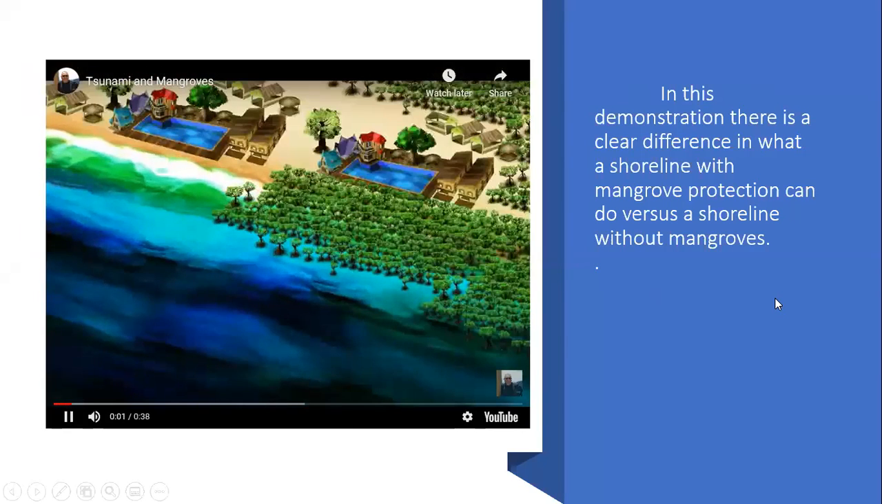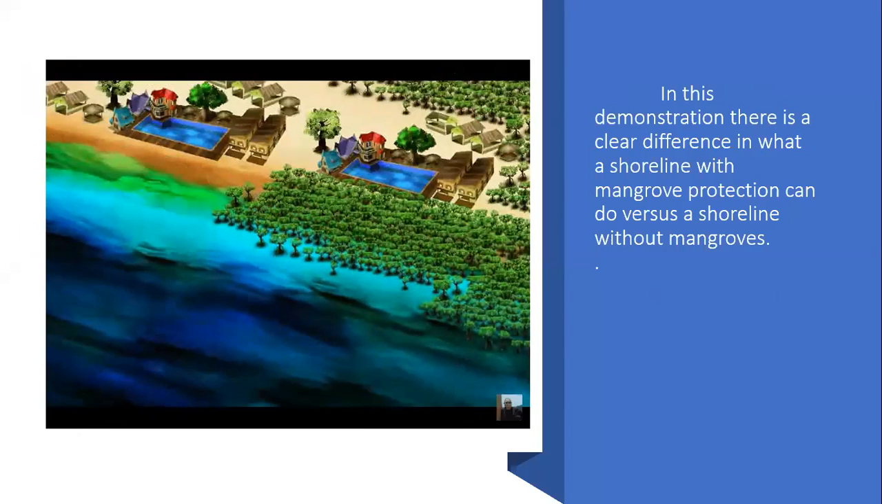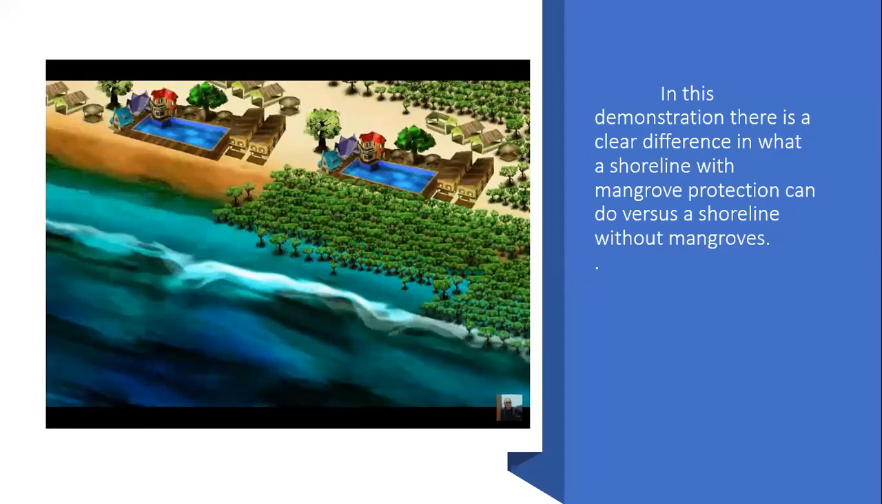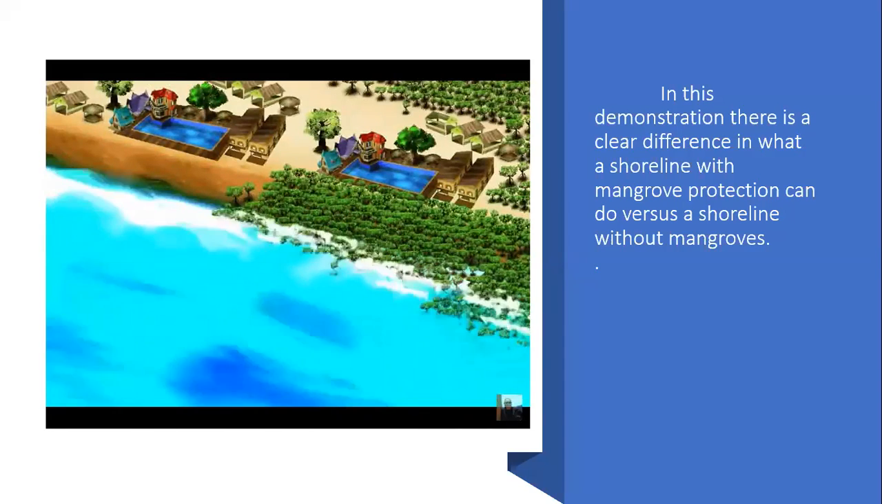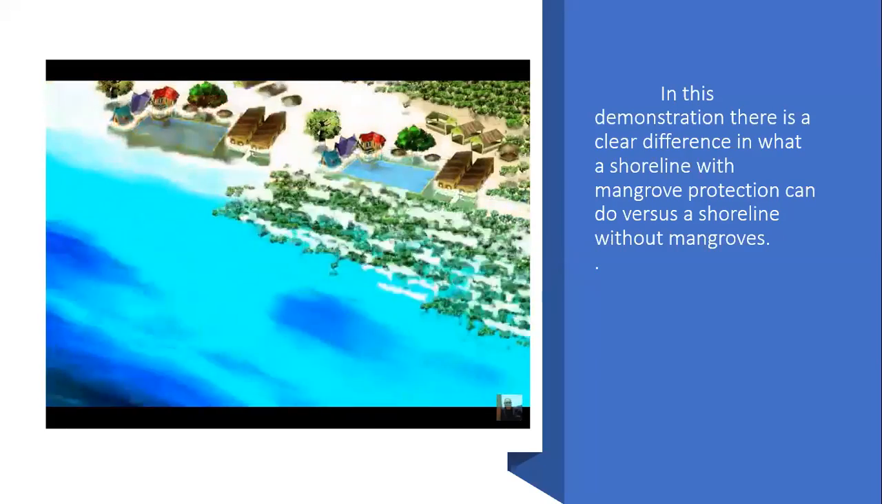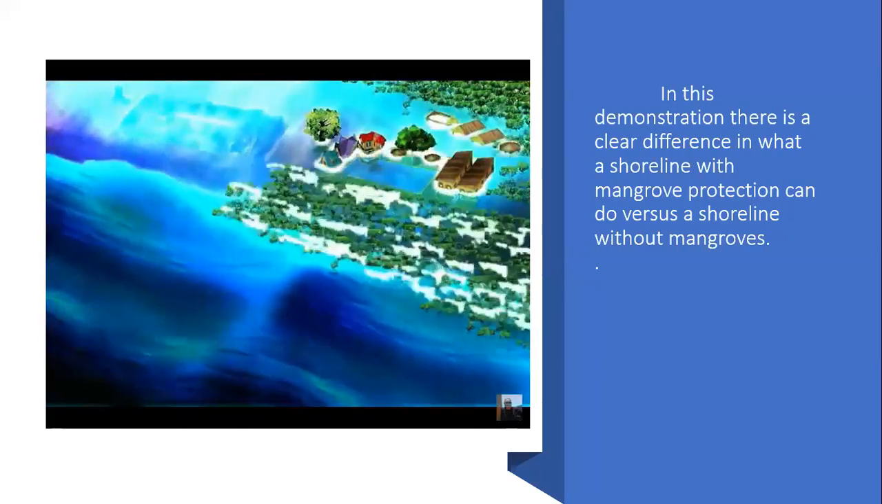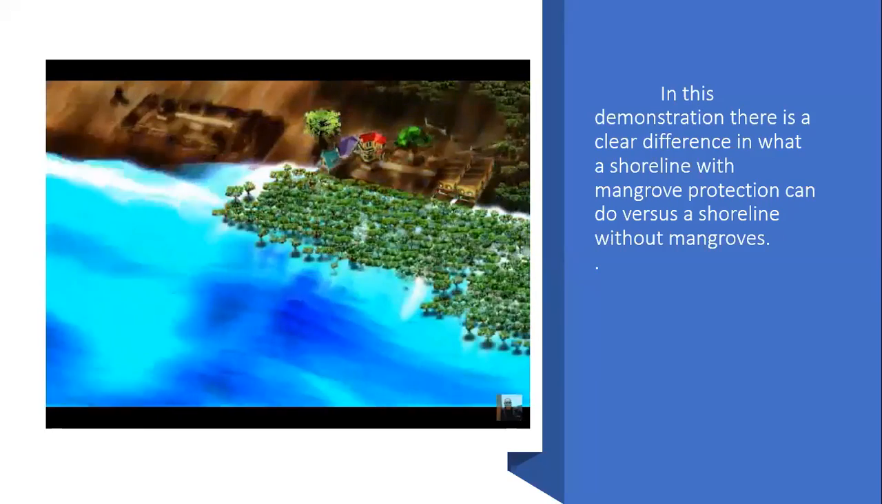Hello, everybody. My name is Clyde Harvey, and what we have here is a virtual demonstration of what happens to a shoreline with mangroves or without. And it clearly shows that the mangroves will slow down the flow of the water and prevent damage to the shoreline versus a shoreline without mangroves.